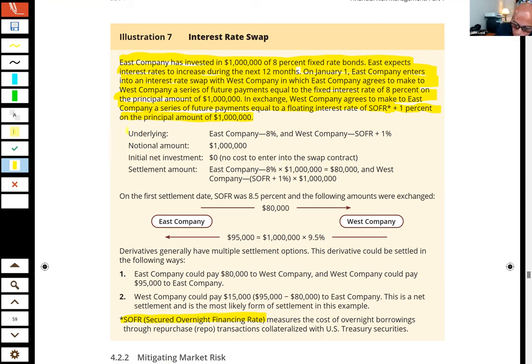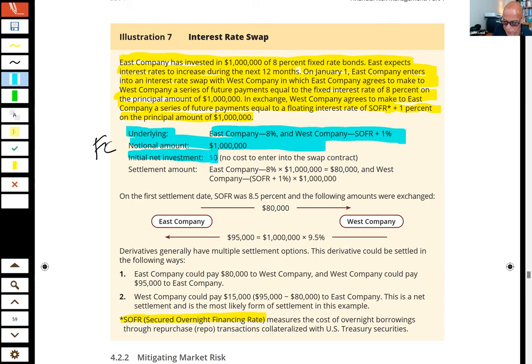Okay, so let's go ahead and flashcard some terms right here, even though they're putting it in the context of a problem, of an example. The underlying is the East Company 8% and the West Company 1%. The notional amount is this $1 million. There was no initial net investment here in this example.